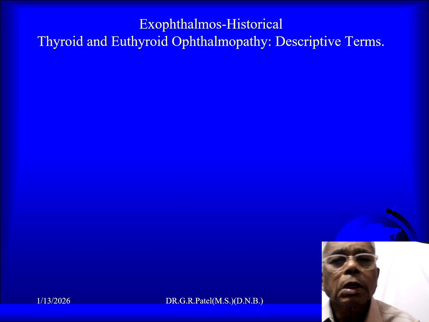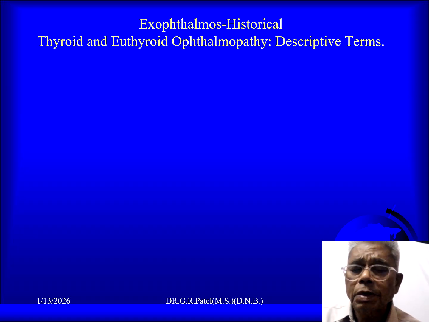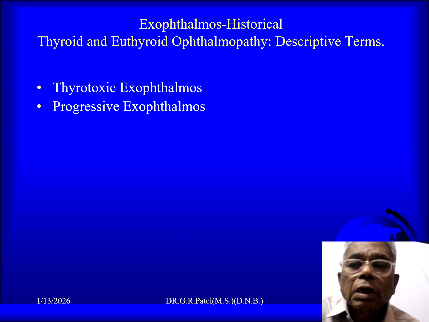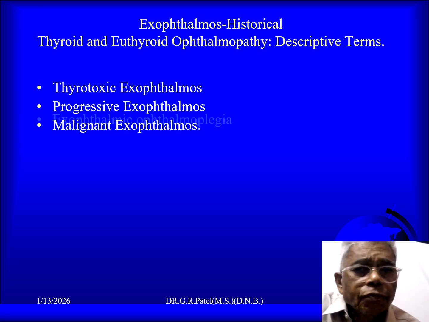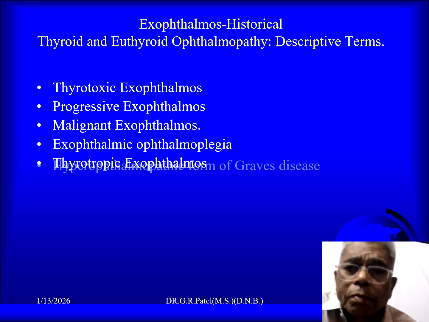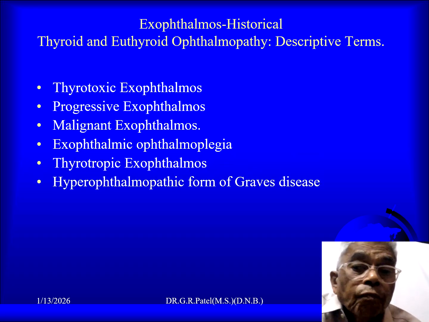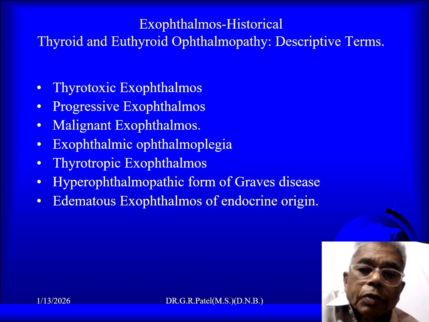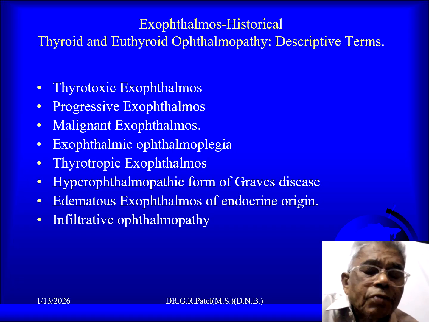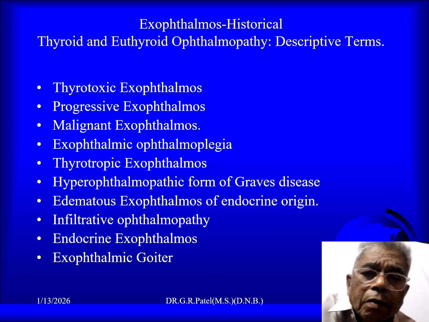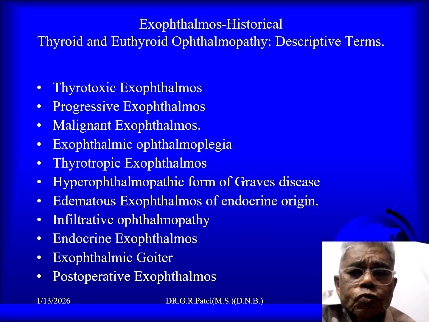Exophthalmos, historical. Thyroid and euthyroid ophthalmopathy. There are many descriptive terms which I will be enumerating: thyrotoxic exophthalmos, progressive exophthalmos, malignant exophthalmos, exophthalmic ophthalmoplegia, thyrotropic ophthalmoplegia, hyperophthalmopathic form of Graves' disease, edematous exophthalmos of endocrine origin, infiltrative ophthalmopathy, endocrine exophthalmos, exophthalmic goiter, postoperative exophthalmos.